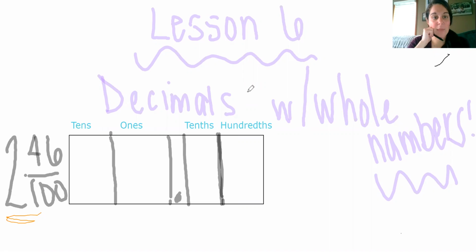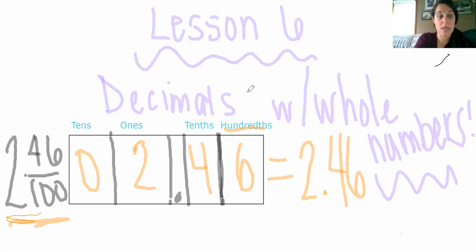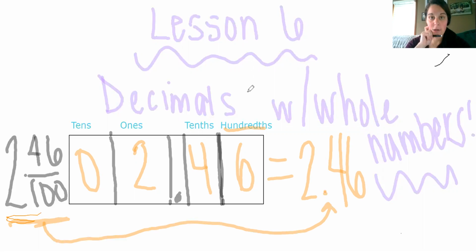So I have how many tens? I have 0 tens. How many ones do I have? I have 2 ones, right? And then I have 46 hundredths, so I'm going to the hundredths, and I can't put 2 numbers in hundredths, so I have to put 1 in each box. 4, 6. So 2 and 46 hundredths written as a decimal would be 2 decimal 4 6, which is also equal to the fraction 2 and 46 hundredths.